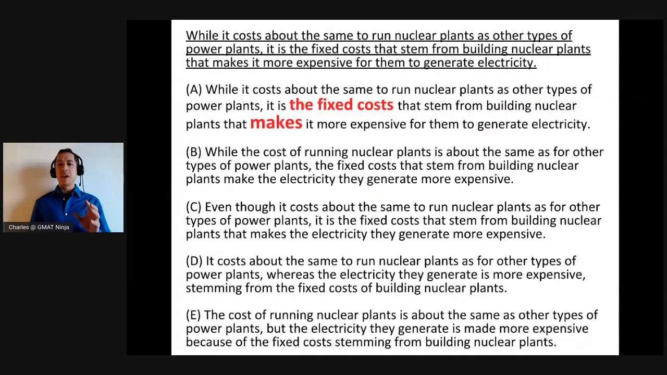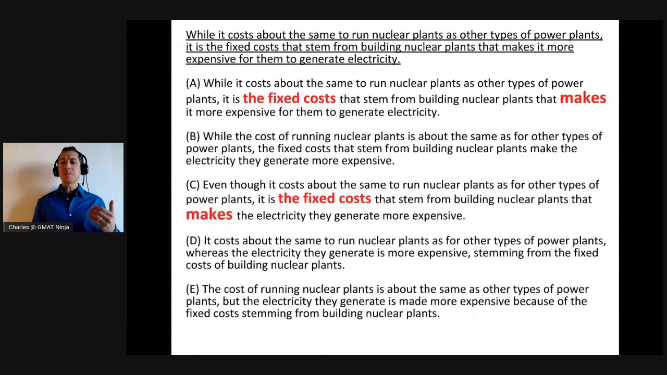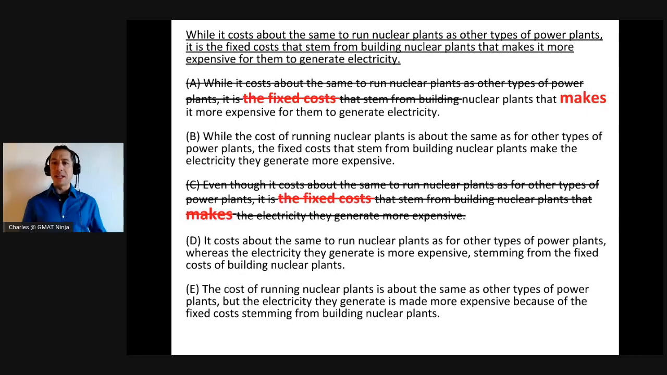Luckily, we have that very, very clear subject verb error. The fixed costs make it more expensive, not the fixed costs makes. Same exact issue in C. The fixed costs makes is wrong. So for that reason, we can get rid of A and C fairly easily. Don't have to hurt too many brain cells on those non-referential pronouns just yet.